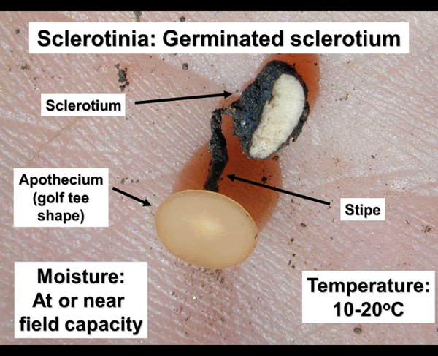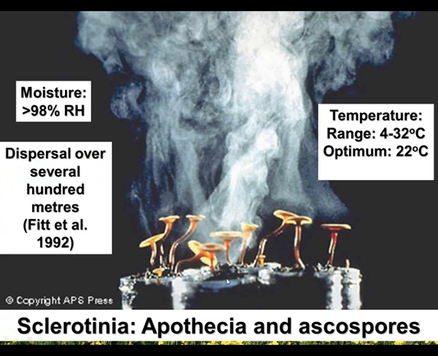So you need moisture at or near field capacity and moderate temperatures in that range of 10 to 20. If you start getting much cooler than 10 degrees C, then this is work done on average temperatures. But if you're getting very cool conditions or very warm conditions, those are typically not conditions that favor germination of these resting bodies. In terms of dispersal of the pathogen from these little apothecia or mushroom-like structures, the fungus actually shoots spores up into the air like little cannonballs. So you get thousands, if not millions, of spores being shot up into the air.